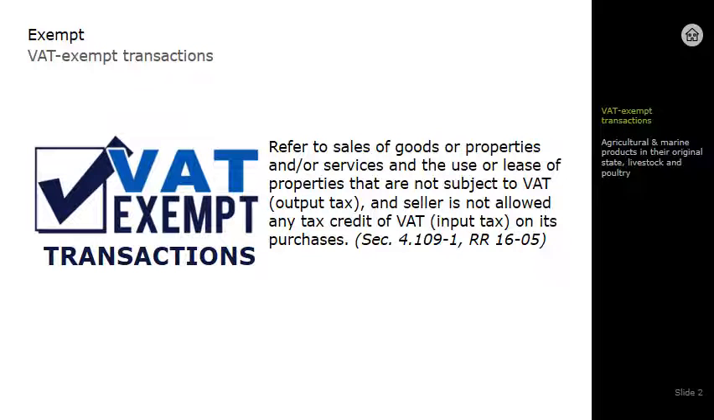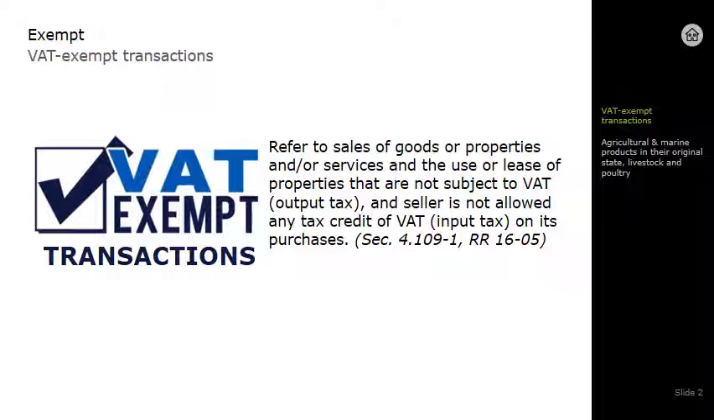Good day. For this particular presentation, we will present exempt transactions. When we say exempt transactions, we're referring to exempt. So, what are VAT exempt transactions?